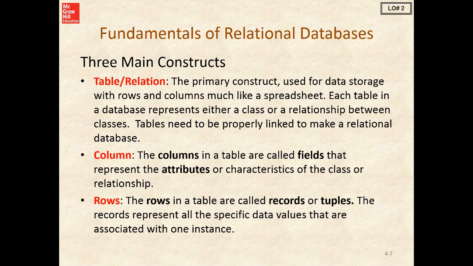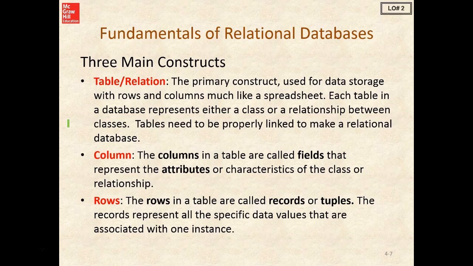And then we have the three main constructs. We have the table. This is going to be similar to an Excel table. It's the primary construct within a database program, of course. The primary construct used for data storage with rows and columns, much like a spreadsheet. So much like an Excel type spreadsheet table we have here. Each table in a database represents either a class or a relationship between classes. Tables need to be properly linked to make a relational database. We've got to link the tables in a proper way in order to make the relational database program.